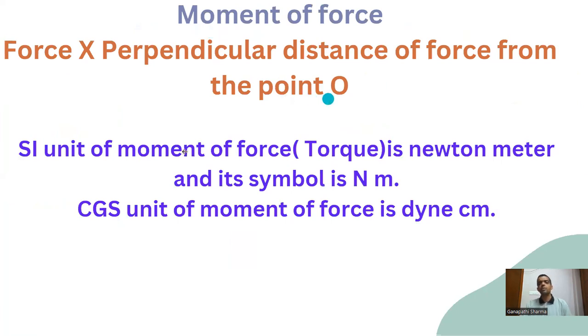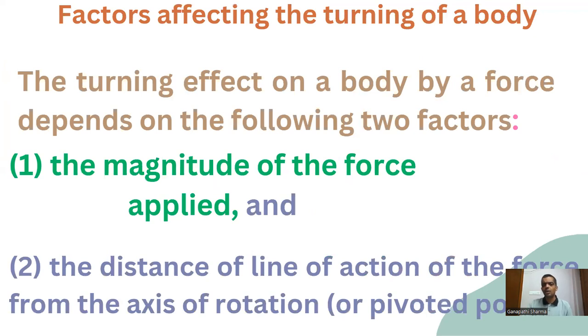What is the SI unit of moment of force? Force is Newton, perpendicular distance is meter, so the SI unit is Newton meter. The CGS unit of force is dyne and perpendicular distance is centimeter, so the CGS unit is dyne centimeter. MCQs, be careful: the SI unit and the CGS unit of moment of force, which is also called torque, bacho.